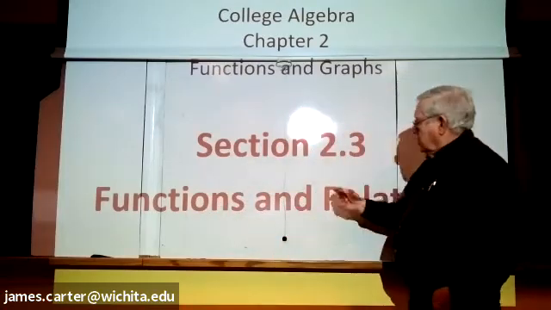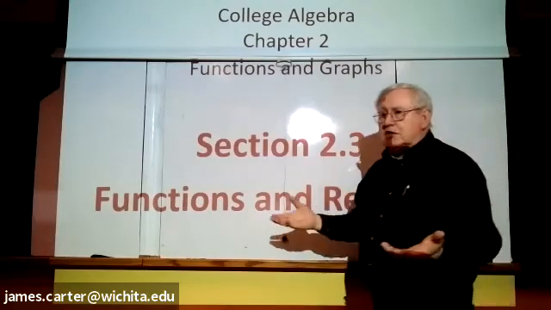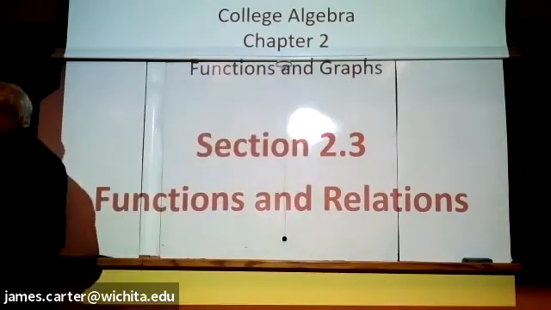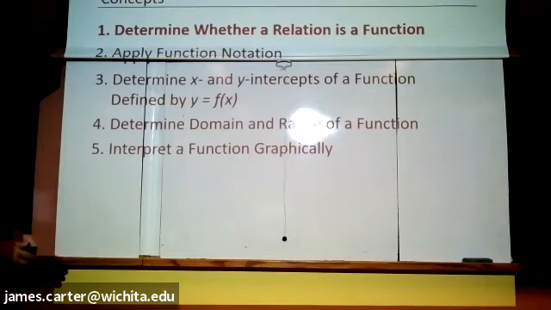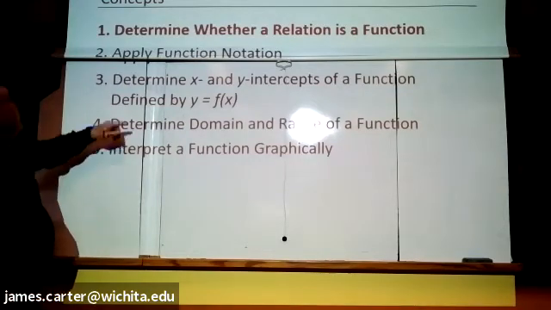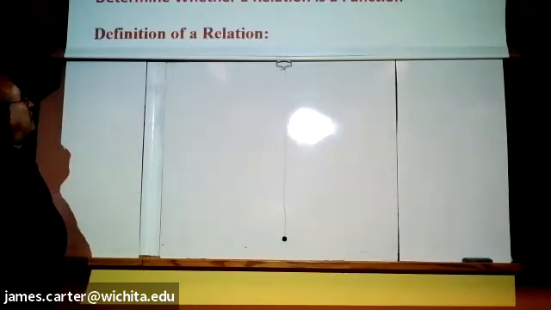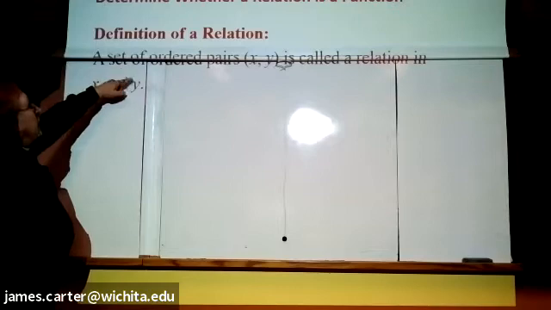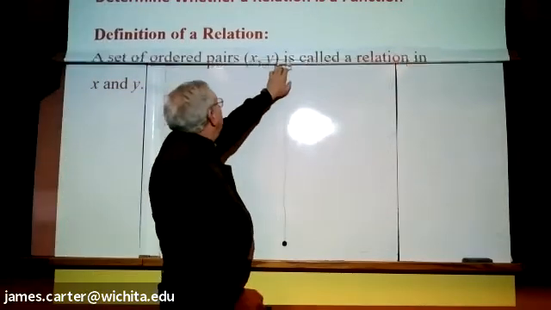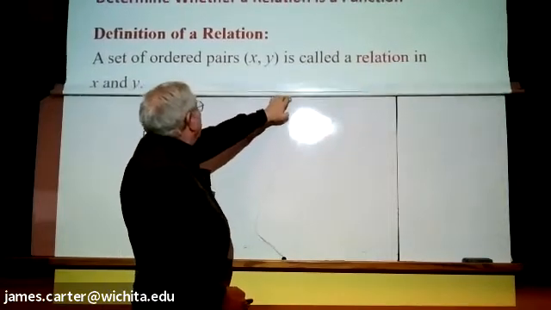Likewise, a function is a little more specialized than a relation. Anytime you have an x and a y value, you have a relation. But for it to be a function, then you have to have some specialization. Okay, here are some rules about that. We're going to determine whether something is a function. A set of ordered pairs is called a relation in x and y.